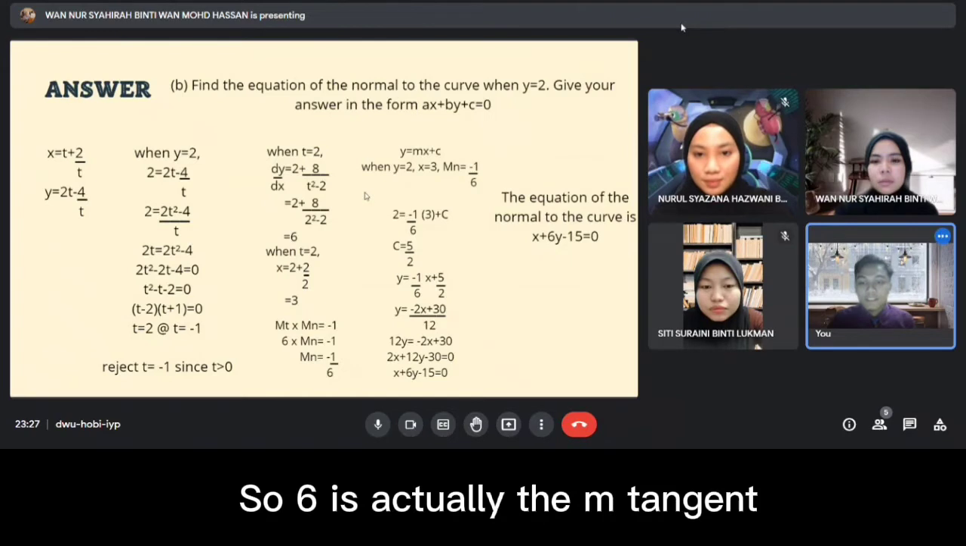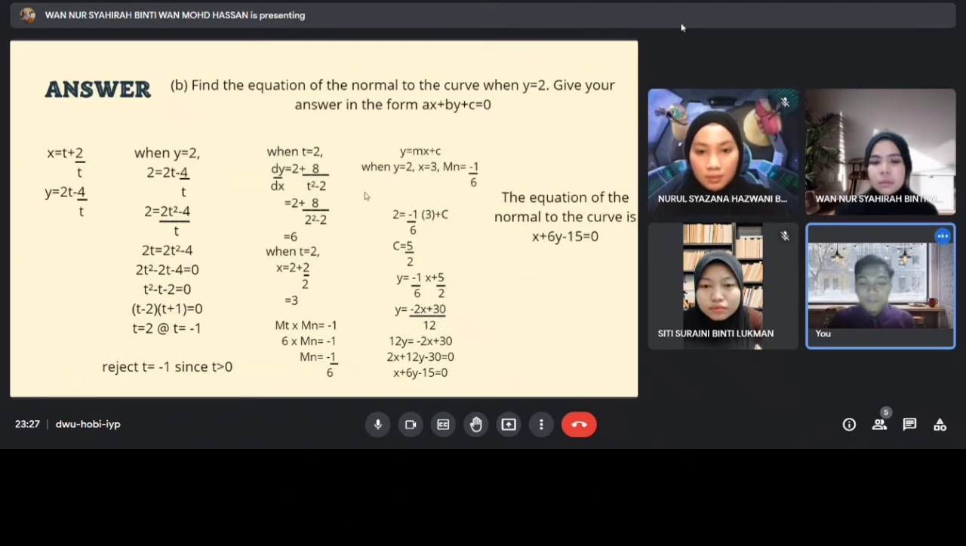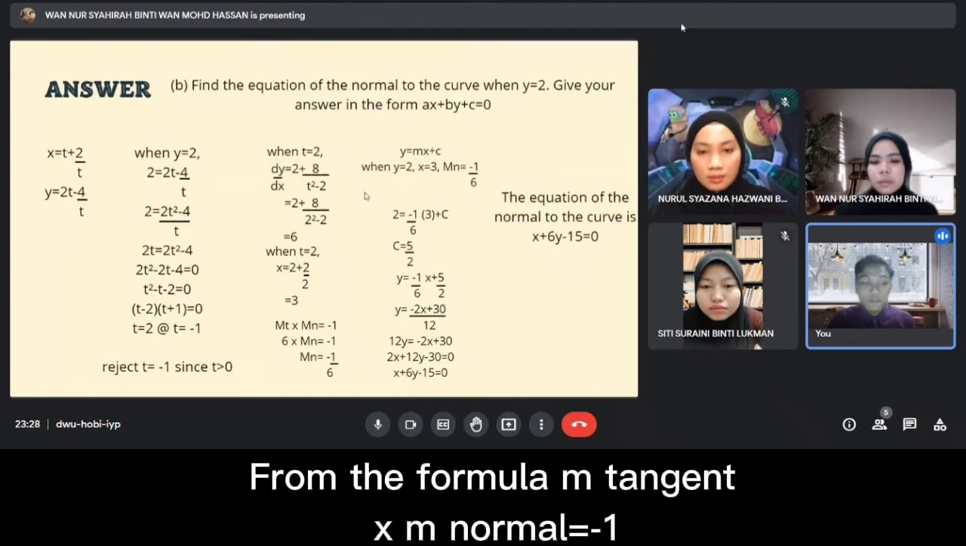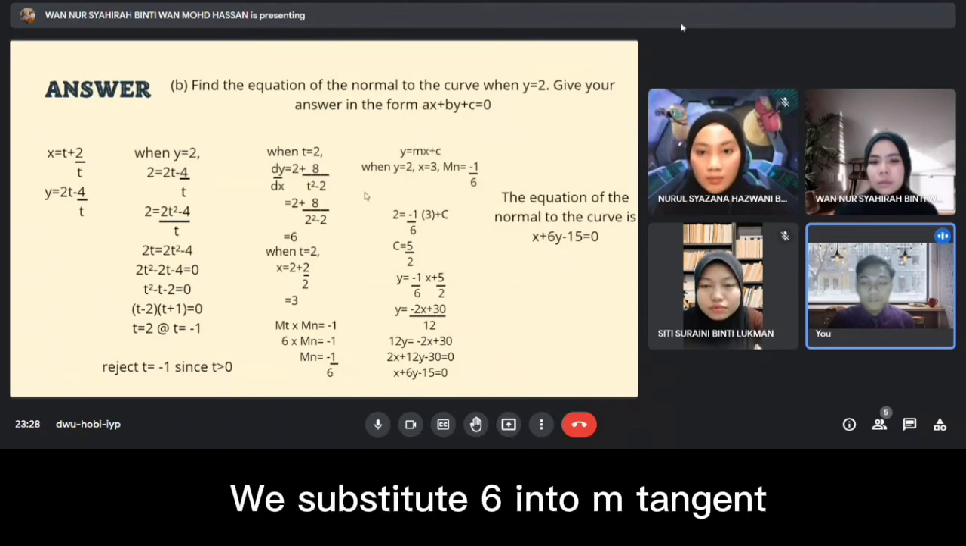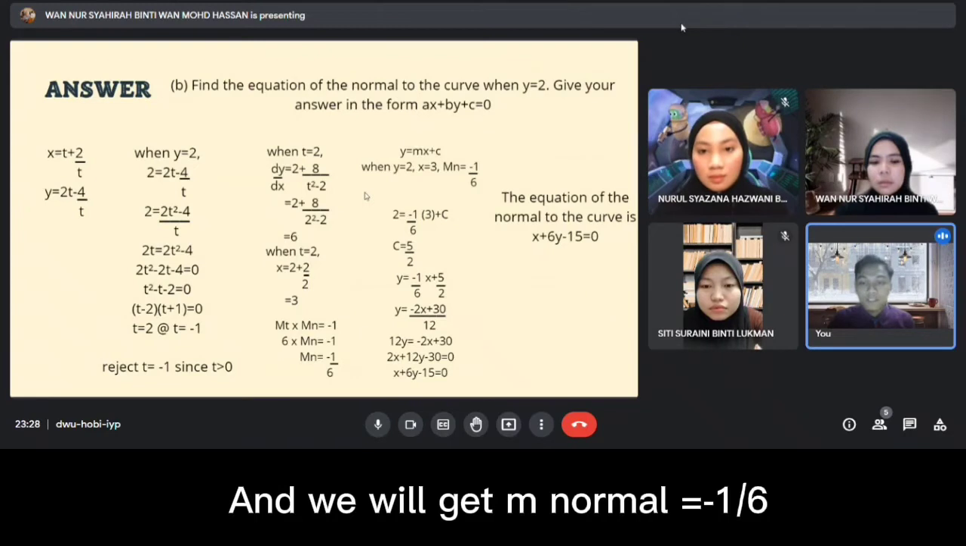So 6 is actually the m tangent. Next, we substitute t is equal to 2 into x equal to 2 plus 2 over t. So we will get x is equal to 3. From the formula, m tangent times m normal is equal to negative 1. We substitute 6 into m tangent, and we will get m normal is equal to negative 1 over 6.